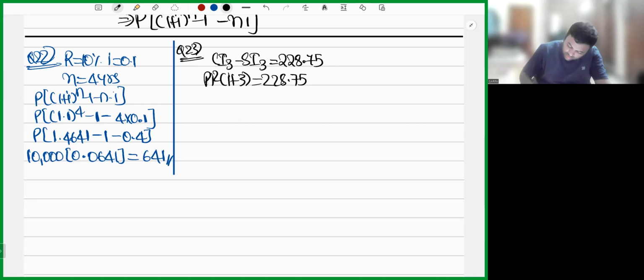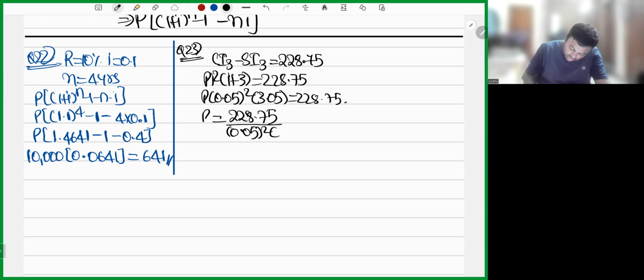5%. So P into 0.05 whole square into 3.05 is equal to 228.75. So cross multiplication, P is equal to 228.75 divided by 0.05 whole square into 3.05. Let's apply this. 228.75 divided by 0.05 divided by 3.05. Simply, sir, answer is 30,000.